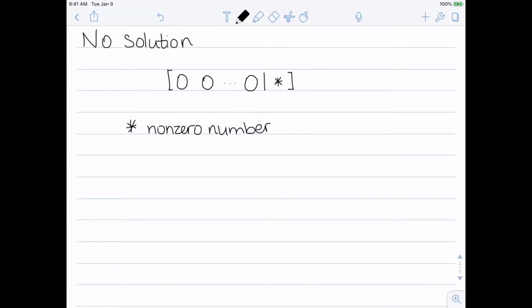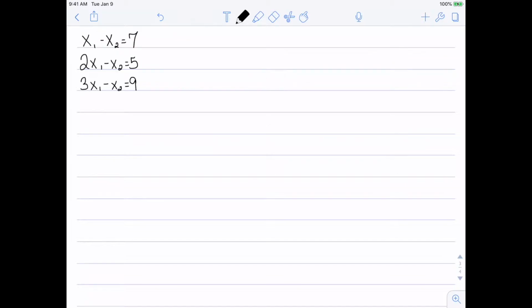Let's look at another example. Here I have a non-square system, x1 minus x2 equal to 7, -2x1 minus x2 equal to 5, and 3x1 minus x2 equal to 9. So I have 3 equations and 2 variables. But solving these works the exact same way. So we start by putting this in a matrix. We then start with our row reducing.